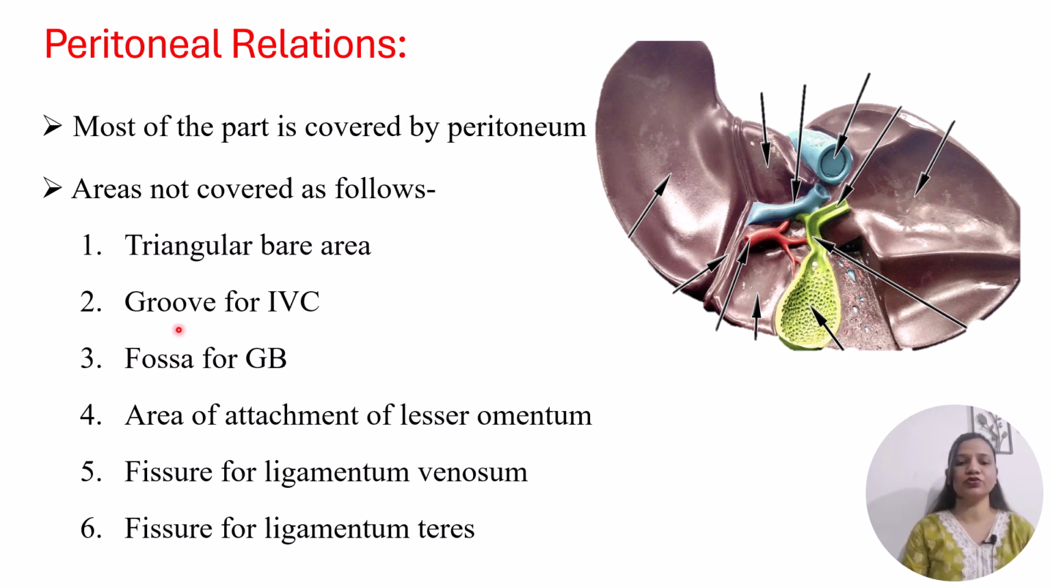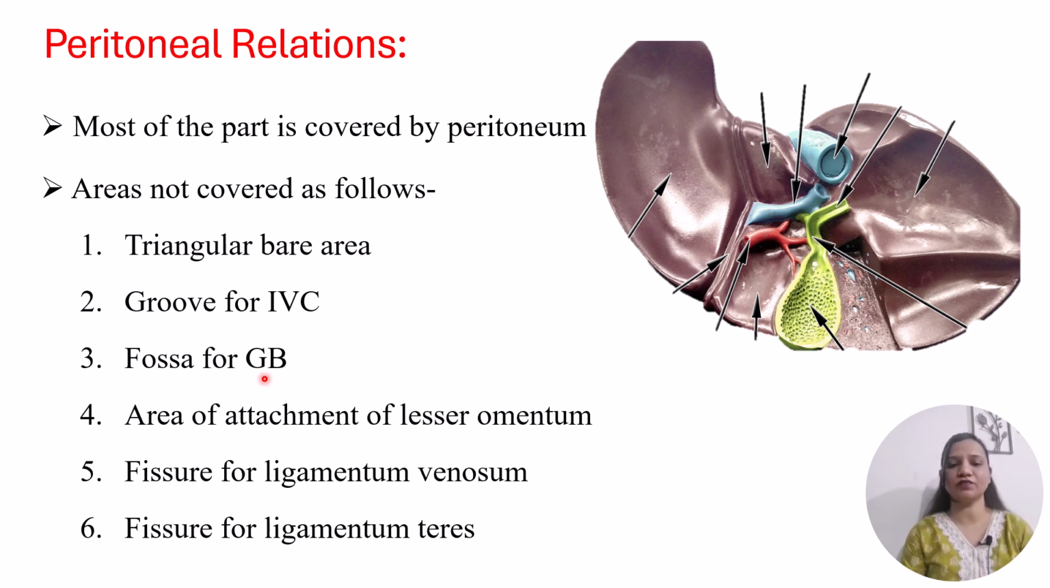The second one is the groove for inferior vena cava. This blue vein is the inferior vena cava, and the groove where it is located is the groove for inferior vena cava, which is again present on the posterior surface of the liver. The groove is also devoid of peritoneum, because the peritoneum is covering the inferior vena cava and not the groove. So that's why the groove is devoid of peritoneum.